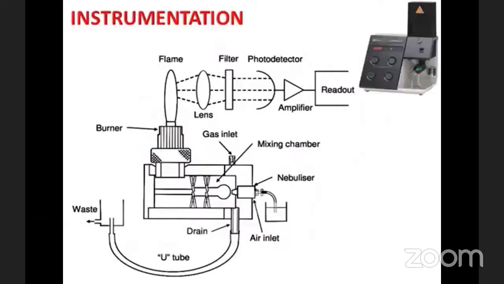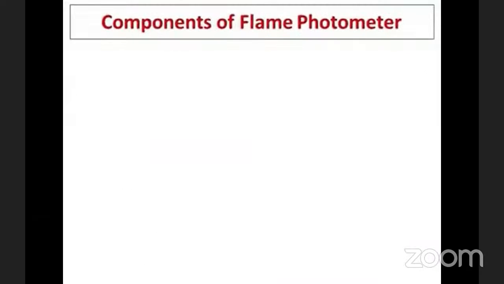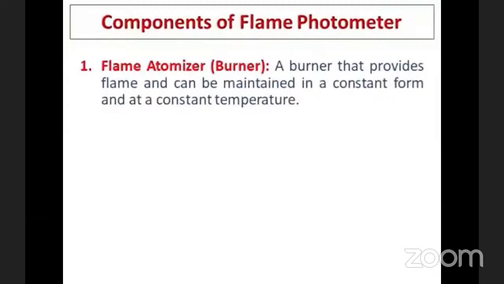A flame photometer has the following components. First, flame atomizer or burner, then nebulizer, filter, photodetector, and readout device. Let us discuss these components in detail one by one. Let us discuss the flame atomizer or burner.